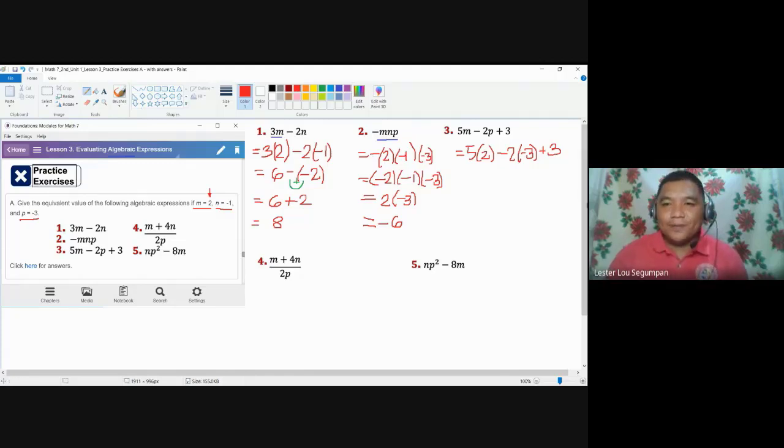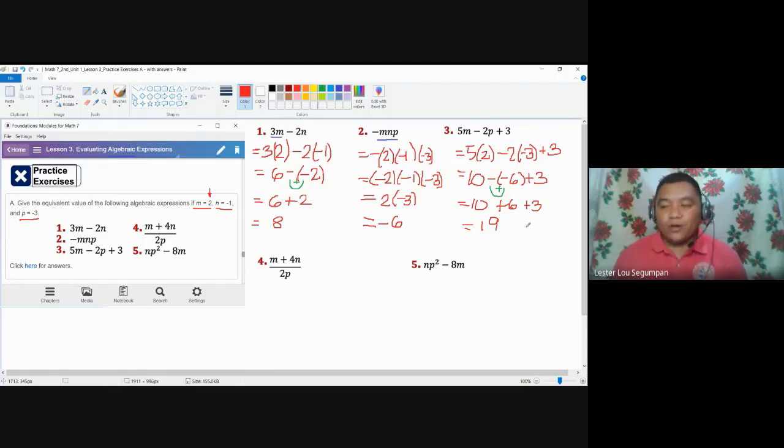Next step, operate. 5 times 2 is 10. Minus 2 times negative 3, negative 6. And then you have plus 3. Here, another double negative property is to be used. And then this will become 10 plus 6 plus 3. And simple addition will give us positive 19. So that's the result for number 3.